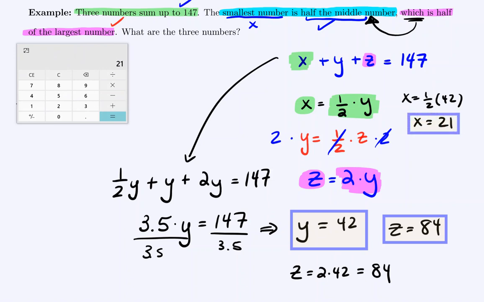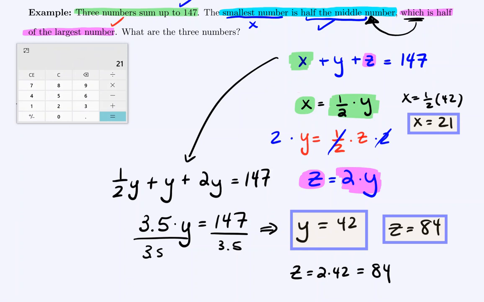And now we can check our answer. Is this the right answer? Well, let's see. It's 21 plus 42 plus 84. That's 147, so the first equation checks out. Next, let's see. x, 21, is supposed to be 1/2 of 42. So we take 1/2 times 42, we get 21. The second equation works out too. So we've checked the first two.